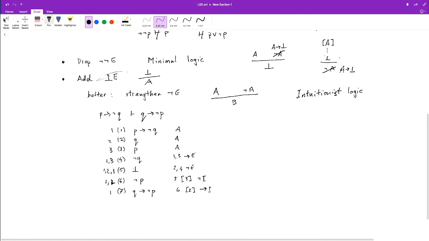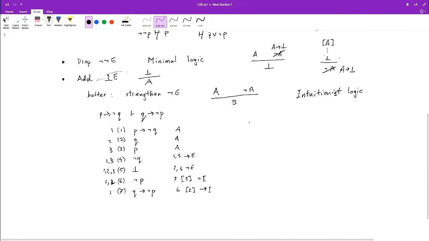Arrow introduction. So it's a classical proof. All right, it doesn't use double negation elimination. So it's a valid proof in minimal logic. It's valid in minimal logic, so it's intuitionistically valid. So this one's fine, right? Nothing new, except we're just careful not to use double negation elimination.